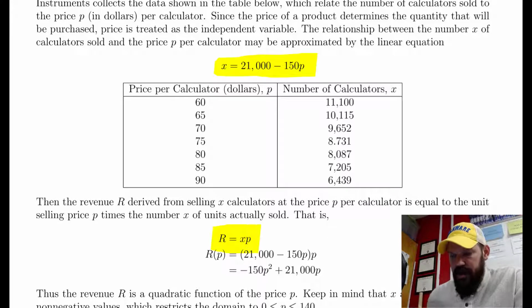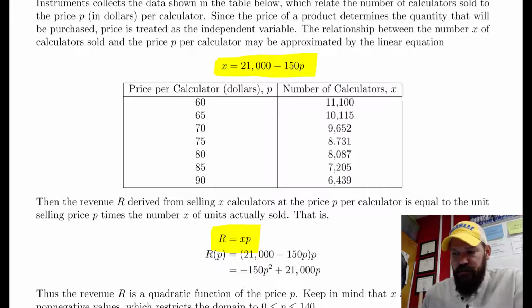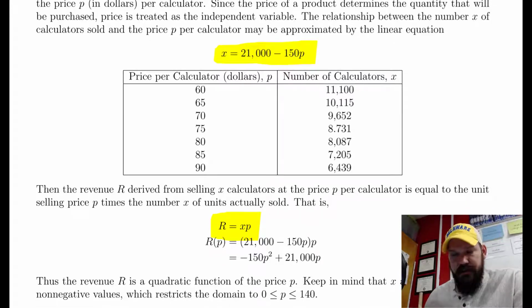Revenue is the number of products sold times the price. Well, the number of products sold is a function of the price. We have that expressed up here at the top above the table. So if we simply replace x with 21,000 minus 150p, we end up generating a quadratic function that gives us a model for the revenue for this particular calculator company.